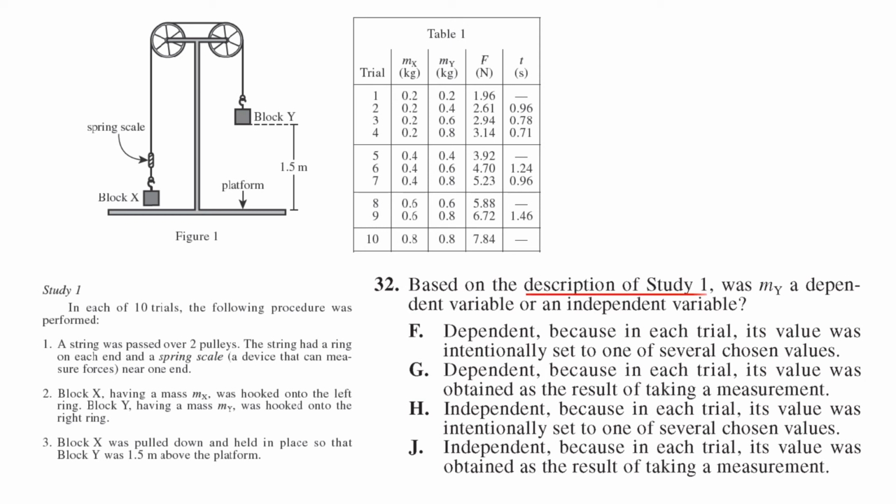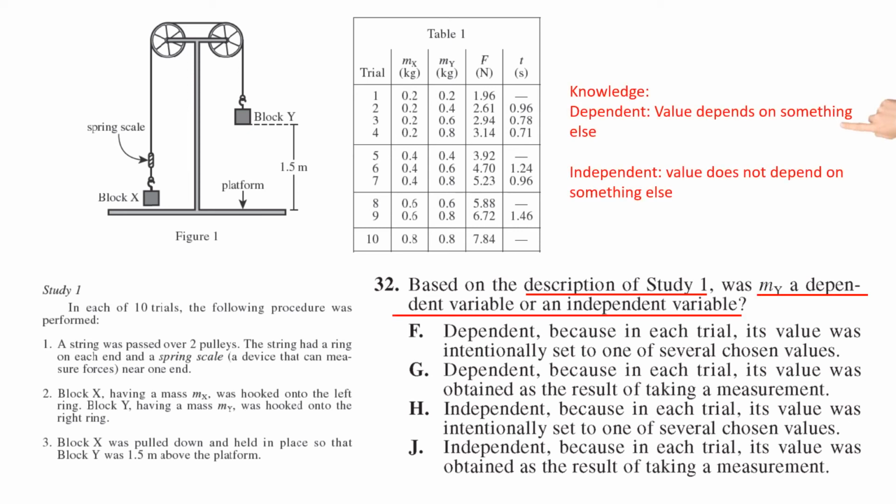Based on the description of study 1, was y a dependent or independent variable? This is a little bit of knowledge. You have to know dependent means the value depends on something else. So in this one, for example, time would be a dependent variable. But independent is when the value doesn't depend on something else. So y is just the mass of block y. That makes it an independent variable. Its value was intentionally set. It's not obtained by the value of something else. So a bit of a knowledge question, H.